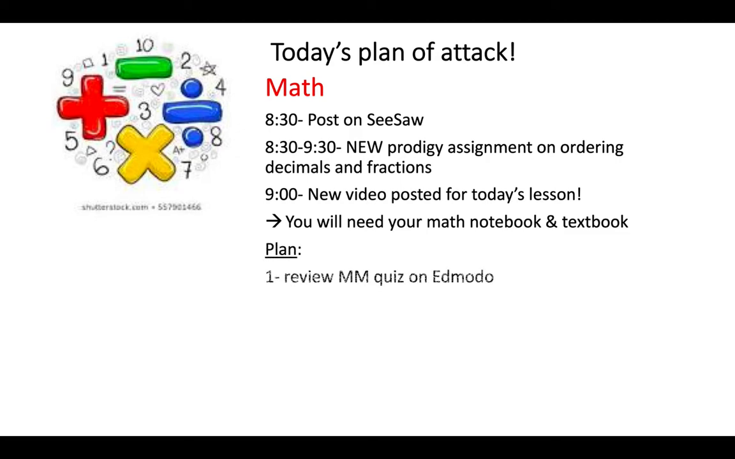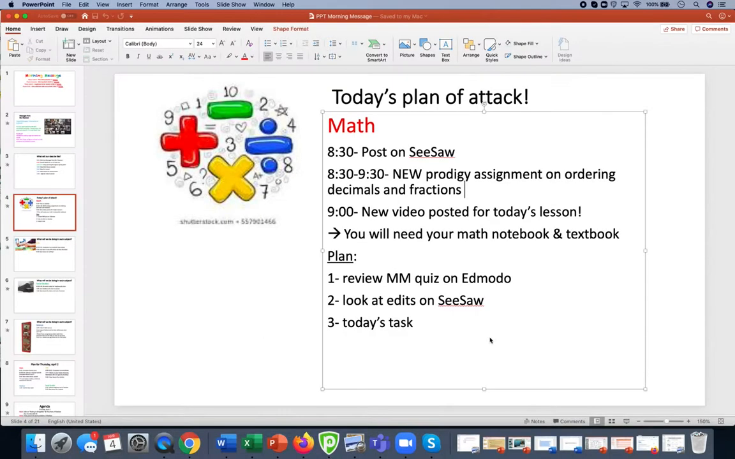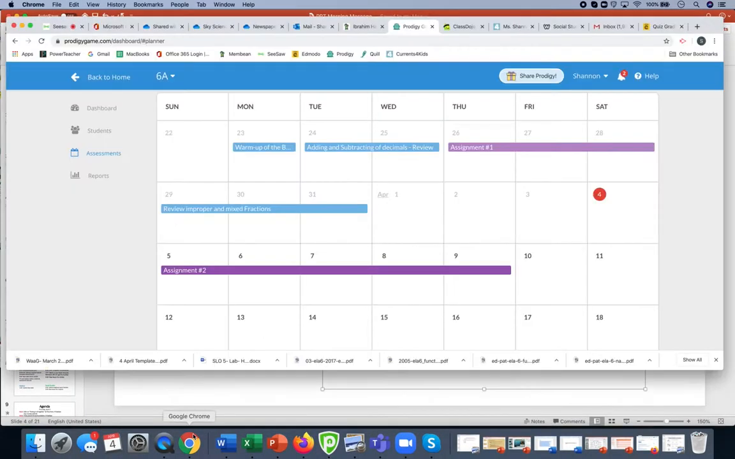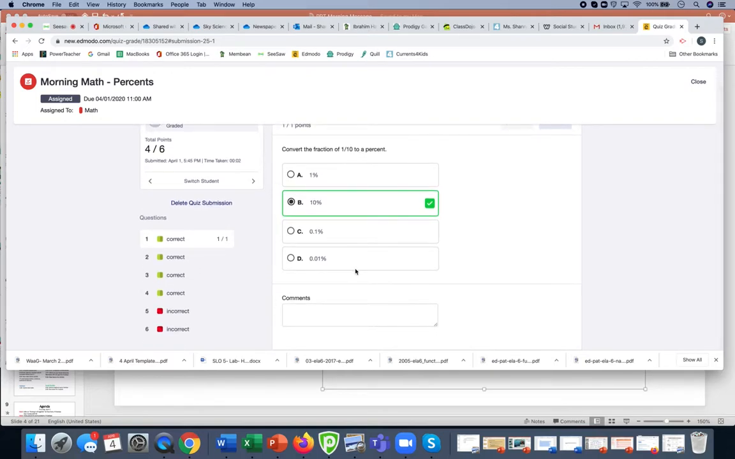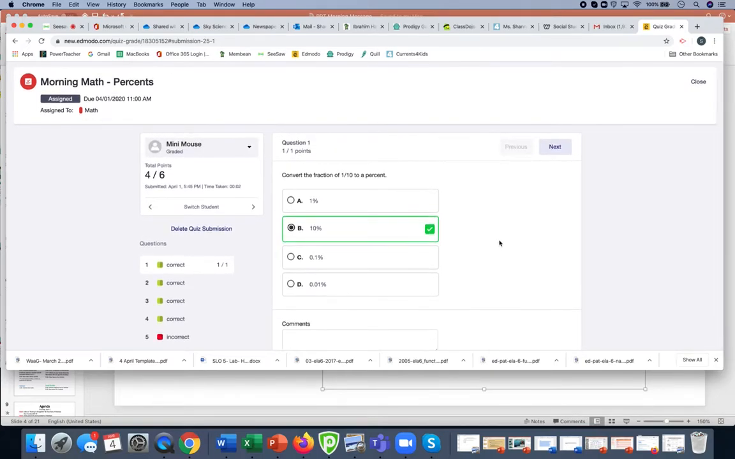Okay, so plan for today is we're going to be reviewing the morning math quiz, which was on Edmodo. Then we're going to look at the edits that were on Seesaw from the other day. And then today's task. So first of all, for Edmodo, oh, that's Prodigy. Okay, so Minnie Mouse did, or actually it should be Sparky, did his assignment and he got 4 out of 6. So I'm just going to show you the questions with the correct answers.